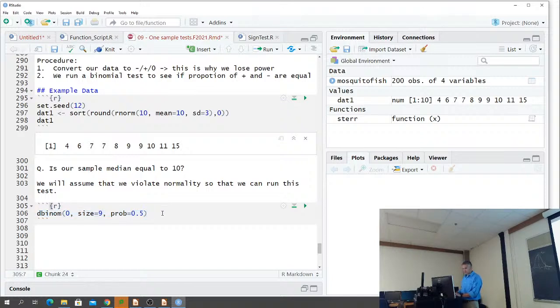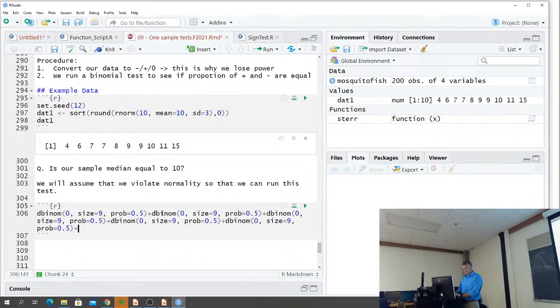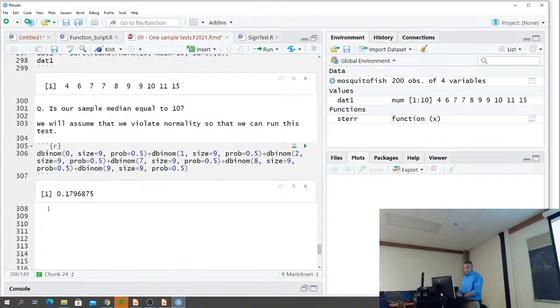And then we could do plus, so we got d binom of 0, d binom of 1, d binom of 2, d binom of 7, 8, and 9. So this gives us our probability. So our p-value is 0.1796875.